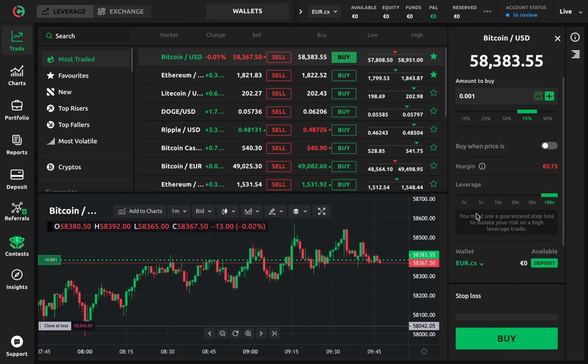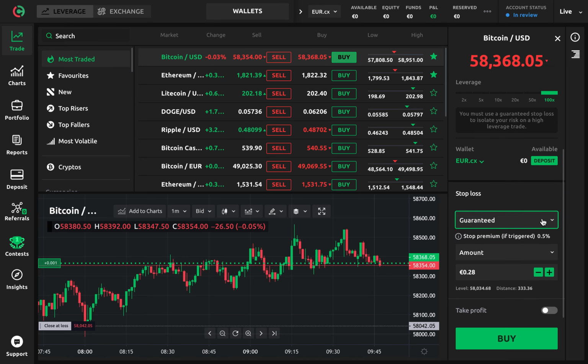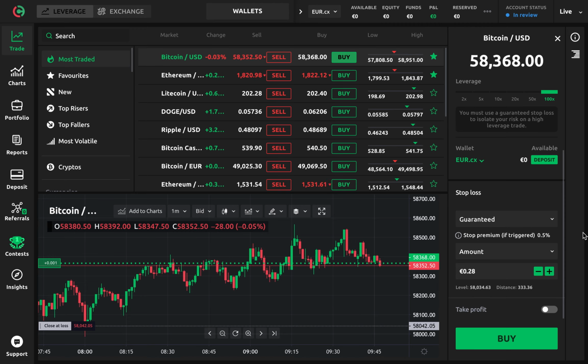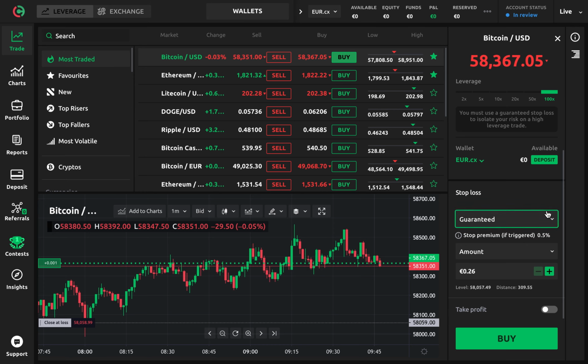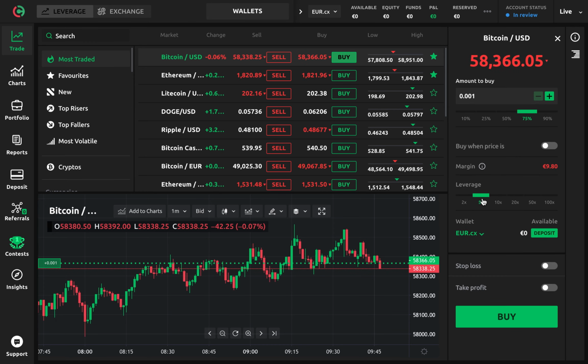This is a very interesting thing, and this is 100x leverage. That's very risky, and you always have to use a guaranteed stop. That's a great feature, and you have to use it for sure, because otherwise you will be in big trouble.